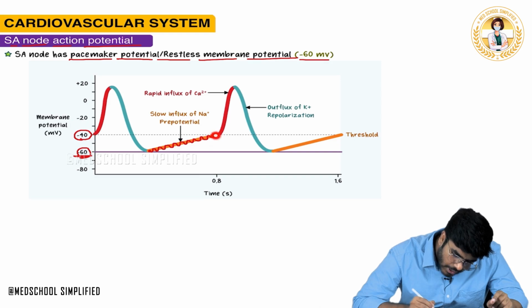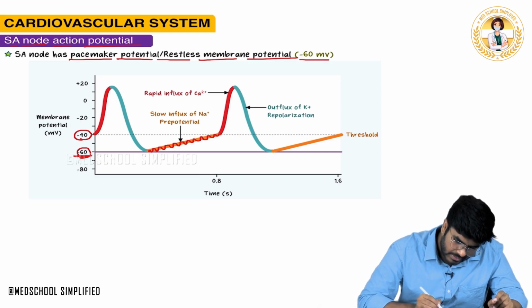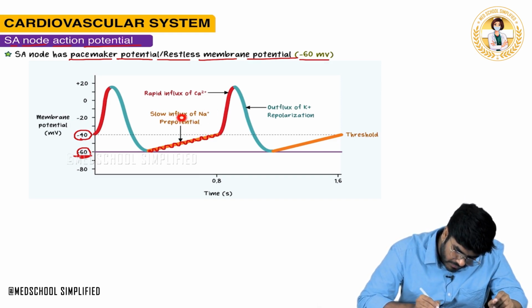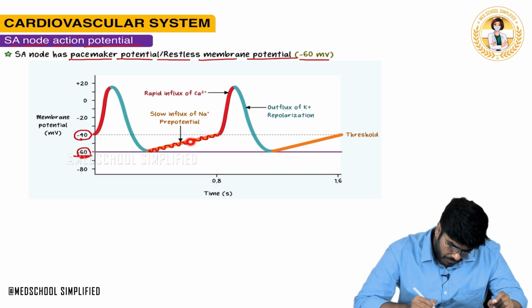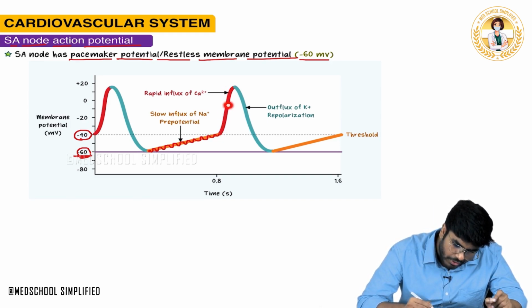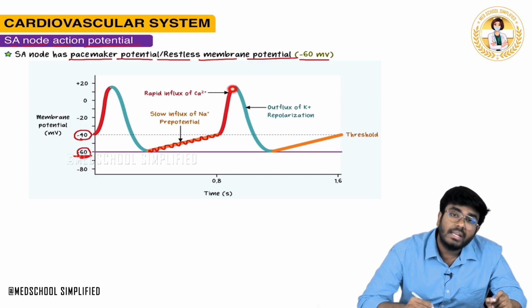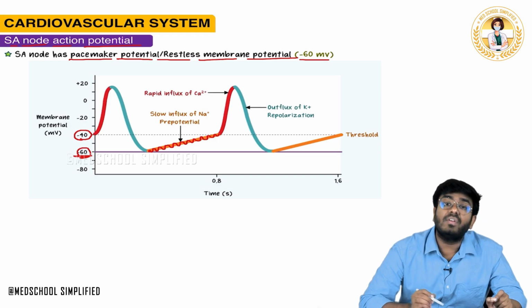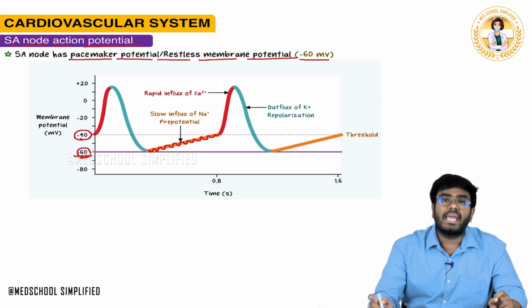So this current is also called a funny current. See, please concentrate. Slow influx of sodium. Because of the slow influx of sodium, this movement is happening from minus 60 to minus 40. Now once minus 40 is attained, this red color graph which I am showing you is nothing but the depolarization phase, phase 0. Phase 0 is the depolarization. Now depolarization is because of what? Depolarization is because of the rapid influx of calcium through the L-type calcium channels.